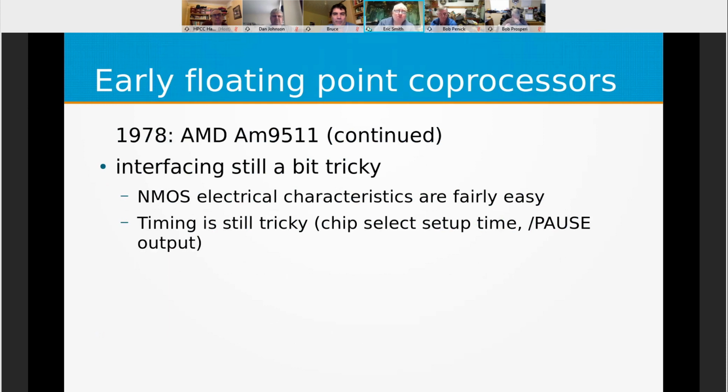Interfacing was still a little bit tricky. It was NMOS, so the electrical characteristics weren't too bad, but for various reasons, the design of the chip was such that it was moderately difficult to interface to microprocessors. And in fact, AMD published applications information showing what was required to interface to common microprocessors at the time.